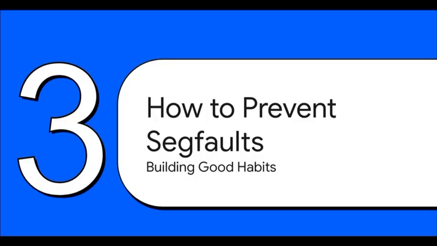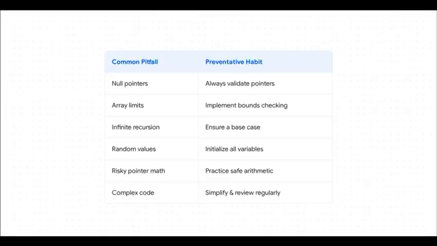But you know what's even better than being a master bug hunter? Writing code that doesn't have bugs in the first place. The real endgame here is to build good habits that prevent these things from ever happening. And this right here, this is your cheat sheet. It's so simple when you lay it out like this. Every single pitfall we just talked about has a direct preventative habit you can build. Instead of just hoping a pointer isn't null, you validate it. Instead of guessing with array limits, you check your bounds. If you can turn these habits into muscle memory, the number of segfaults you see will absolutely nosedive.